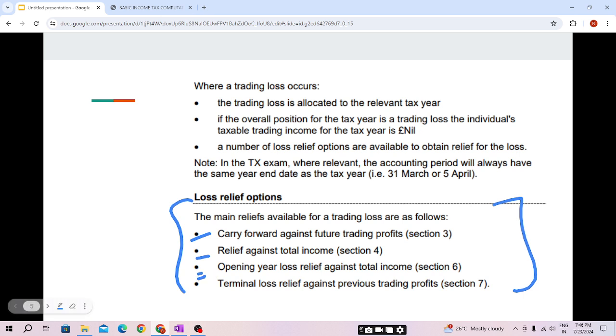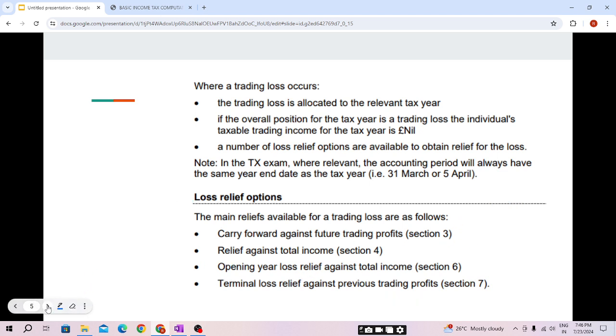Opening year loss relief means if I am setting up my business and in the initial days of my business I am incurring loss, then opening year loss relief is available. Terminal loss relief against previous trading profits: if I am incurring a loss when I am closing my business, how can we claim the relief? We have a special relief known as terminal loss relief for the cessation of the business, and when we are starting a business, opening year loss relief is available. Along with this, these reliefs are also available.